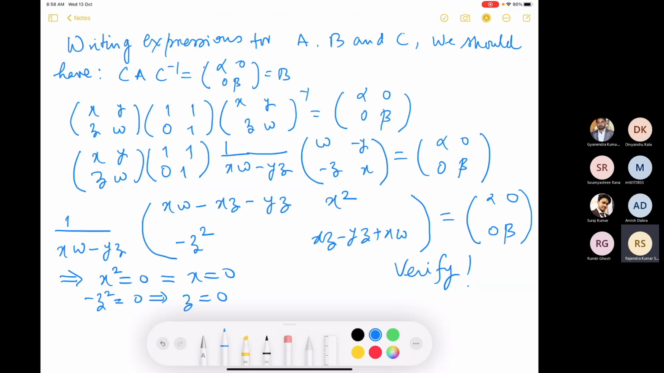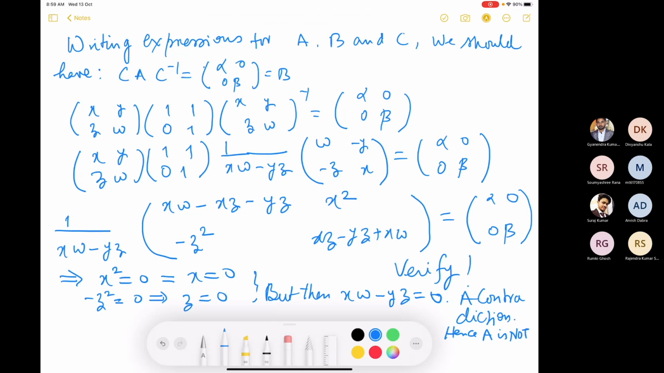But if that is the case, then xw minus yz will be 0, because x is 0 as well as z is 0. Now this is a contradiction to the assumption. And this matrix is not diagonalizable.